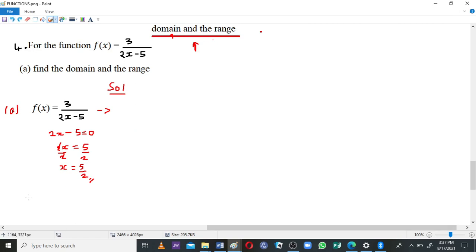So our domain now can have a restriction. Our domain is going to be x such that x should not be equal to 5 over 2, because if x is equal to 5 over 2, then our function is never going to be defined. But remember, x will still belong to the set of real numbers. All right, so let's go ahead and find the range.